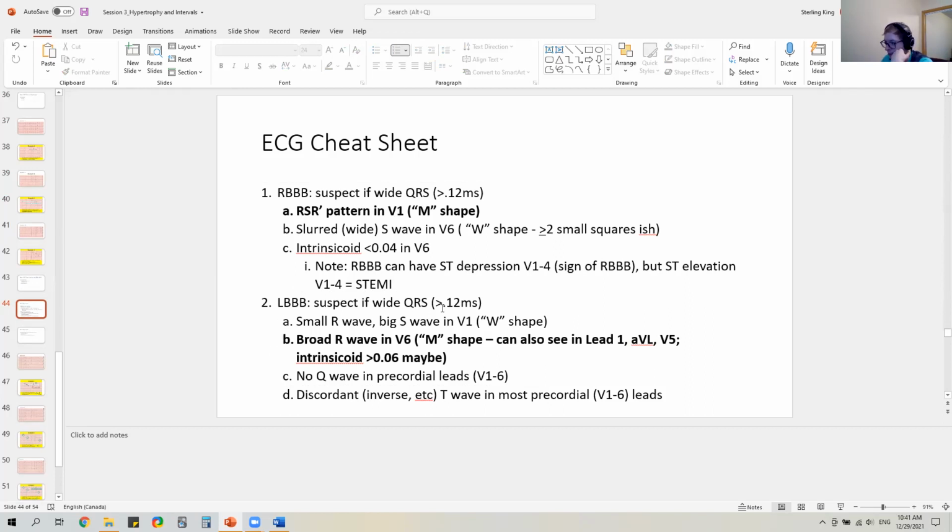Left bundle branch block, suspect it if there's a wide QRS. You might see a W shape in V1, but the big winner is the big R wave, M shape, in lead V6. You might also see it in some other leads. You might see this intrinsicoid deflection, which I think is the slow start. But basically, once you see a left bundle branch block, you're kind of done because it throws off the rest of the ECG reading, so you're not really looking for anything else.